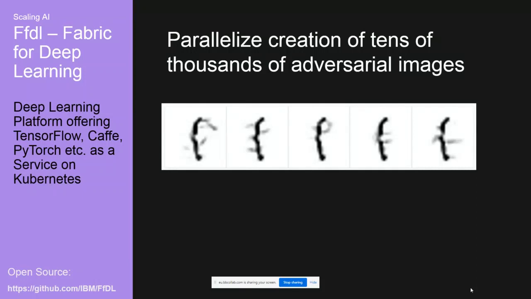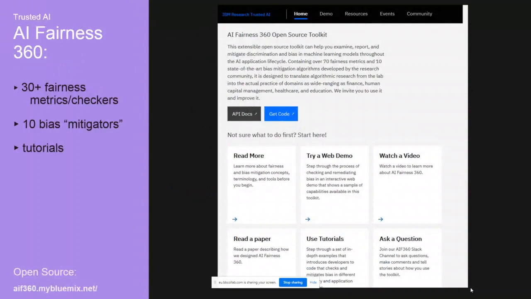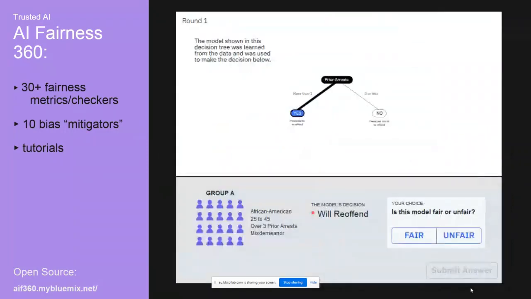If you were building an AI system where you needed to do tons of this parallelization, you might use this particular toolkit. And then finally, there are other toolkits around fairness. For example, the Detect the Bias game I talked about earlier. There we have a number of fairness checks and metrics as part of this toolkit. There are different mitigators you can use to try to mitigate the bias within your data set. In particular, the game that is listed on the website uses some pre-processing to pre-process your data before the model is built to try to remove the bias.